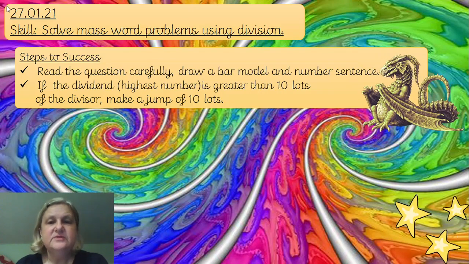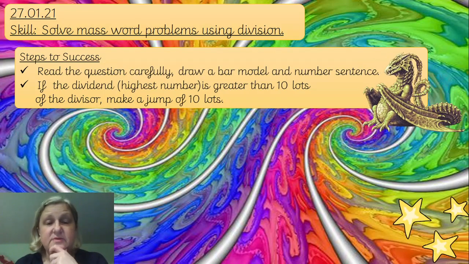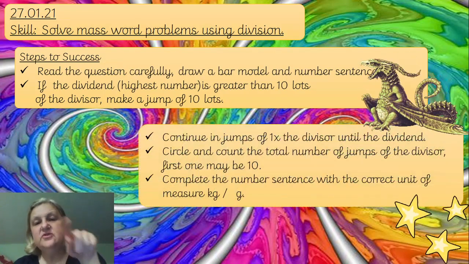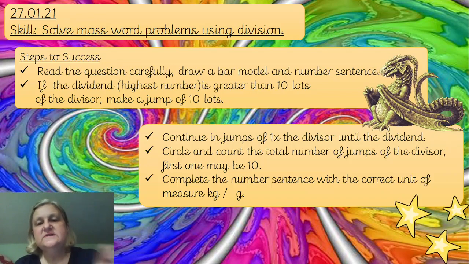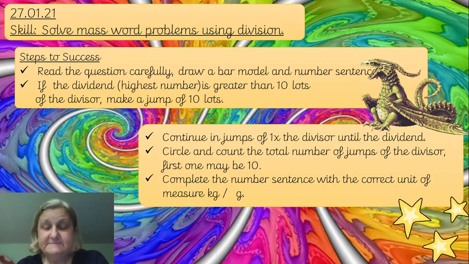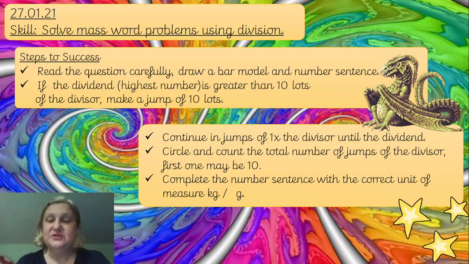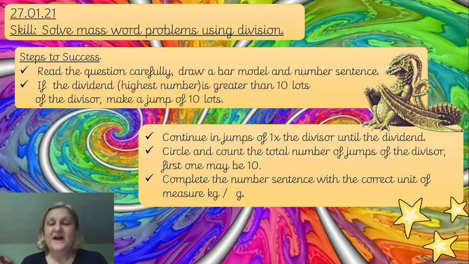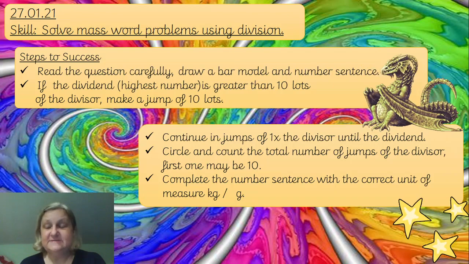If that highest number is greater, bigger than 10 lots of that divisor, then you can make your first jump of 10 lots. Then you can carry on in steps of 1 lot of the divisor, 1 times the divisor, until you reach that higher number. So then you can circle your number of jumps or steps. Don't forget that first one could be 10. And then you're going to fill in your number sentence with that correct unit of measure in kilograms or grams today, because they are the measurement units for mass. Okay.